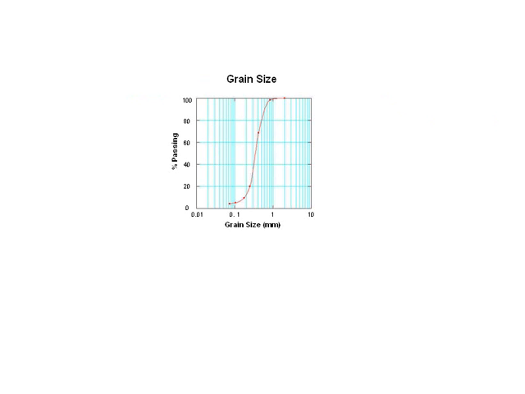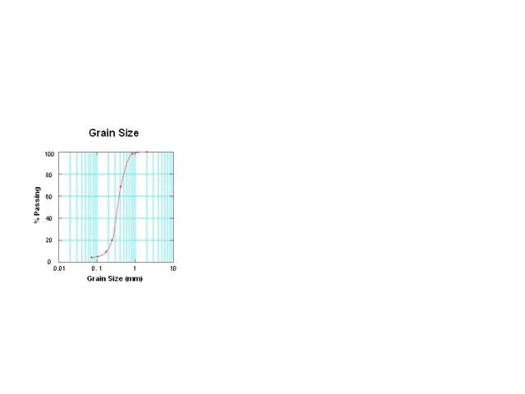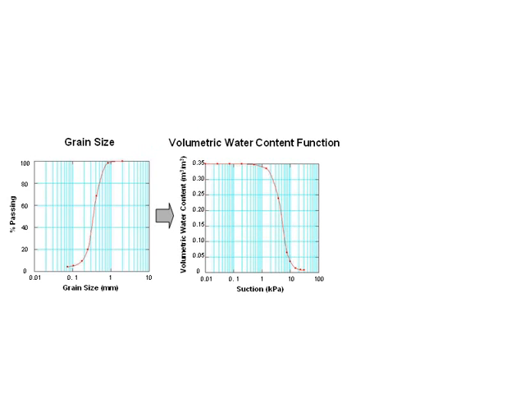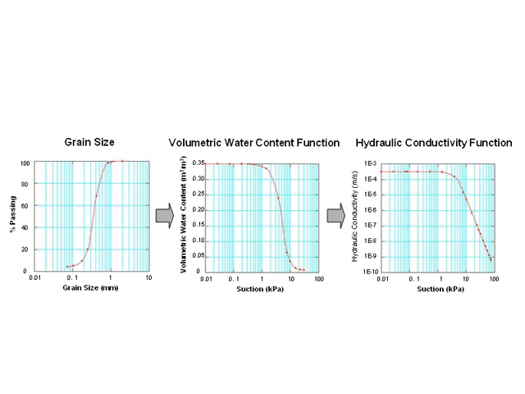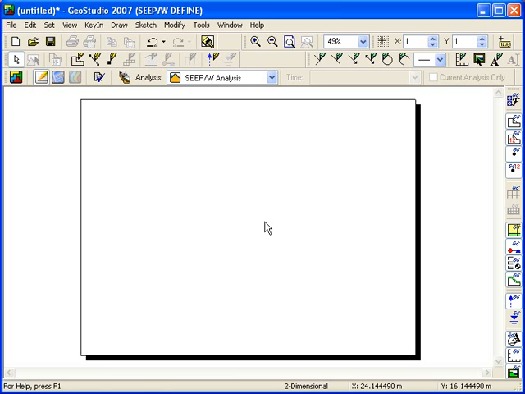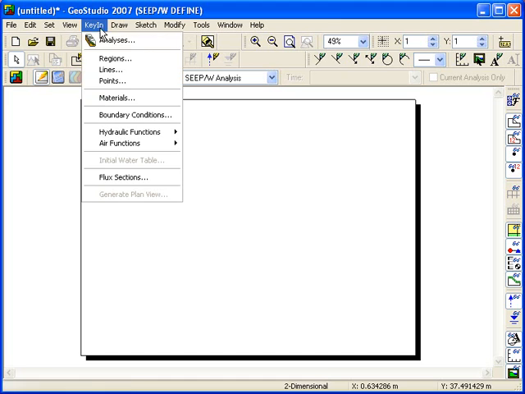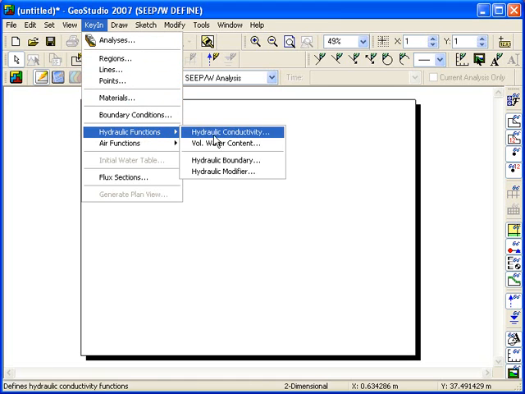To estimate the functions using the grain size data, the procedure is to first obtain the D10 and D60 values from the grain size curve. Then use these values to predict the volumetric water content function. The hydraulic conductivity is then estimated from this water content function. In SEEP-W, all functions are defined under the key-in menu.